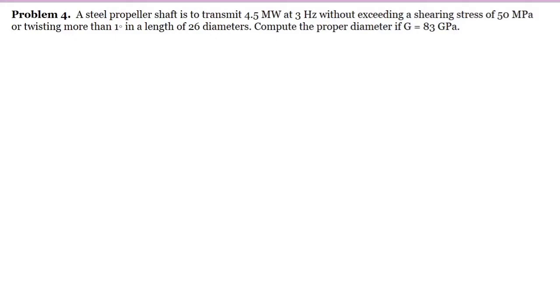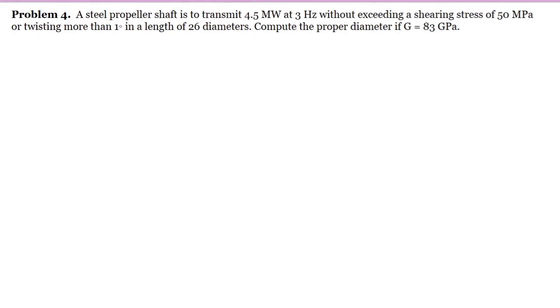Problem number 4: a steel propeller shaft is to transmit 4.5 megawatts at 3 Hz without exceeding a shearing stress of 50 megapascal or twisting more than 1 degree in a length of 26 diameters. Compute the propeller diameter. G is equal to 83 gigapascal.